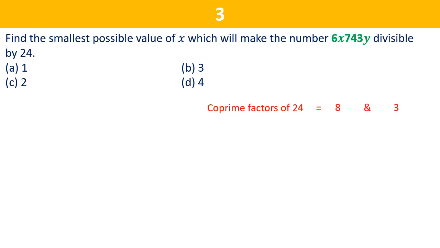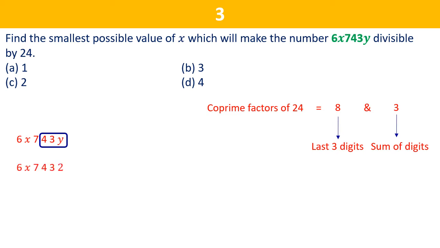Now what is the divisibility test for the number 8? We check the last 3 digits. And what is the divisibility test for the number 3? We take the sum of the digits. Now in the given number, we need to identify the last 3 digits that should be divisible by 8. For that, what should y be? The only possible value of y to make the last 3 digits divisible by 8 is 2.